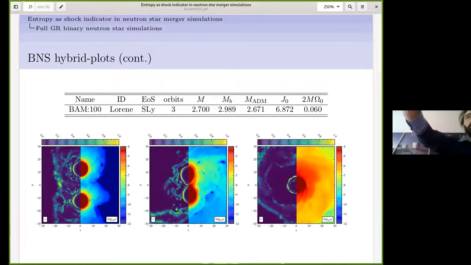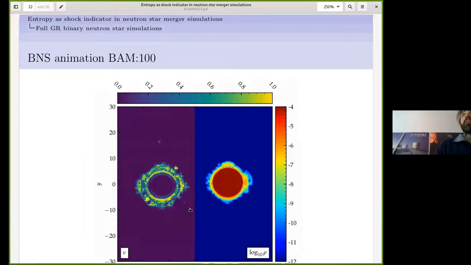we have the inspiral, merger, and post-merger regimes, and we see that our method is tracking the surface. I can show you an animated version of this, I think that's better. Here we have the whole inspiral, merger and post-merger regime for this specific configuration.